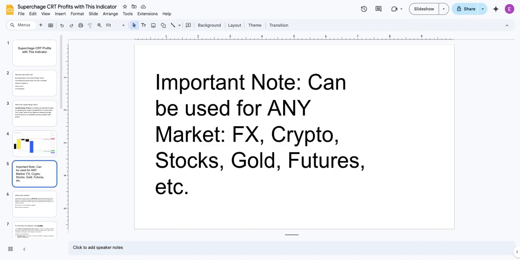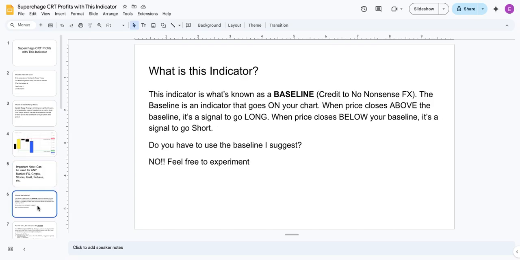All right, so that's the candle range theory in a nutshell, treating each candle as a range. What I'm going to show you can be used in any market. Not every video I make is for every specific market. I trade currencies, but this strategy can be used for Forex, crypto, stocks, gold, futures, whatever has a chart. So that's the good news. So what is this indicator?